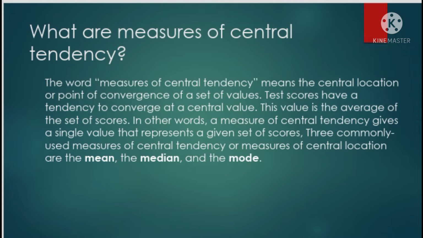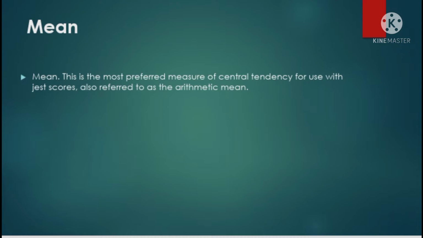Three commonly used measures of central tendency, or measures of central location, are the mean, the median, and the mode. So the first one is the mean. This is the most preferred measure of central tendency for use with test scores, also referred to as the arithmetic mean. The computation is very simple.